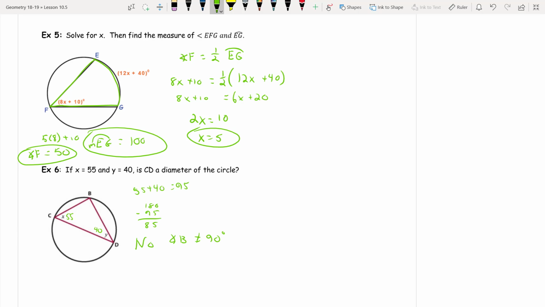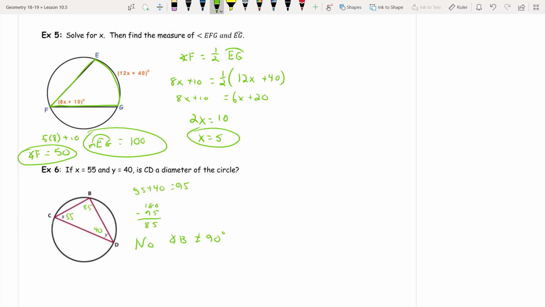Okay, welcome back in. So if I add up the two angles they gave me, I got 95 degrees. Subtracting from 180, that tells me angle B's measure is 85. In order for us to have a diameter here, that would make this a semicircle. This would have to equal 180 degrees to make that angle equal 90. Since angle B does not equal 90, no, this is not a diameter of my circle.